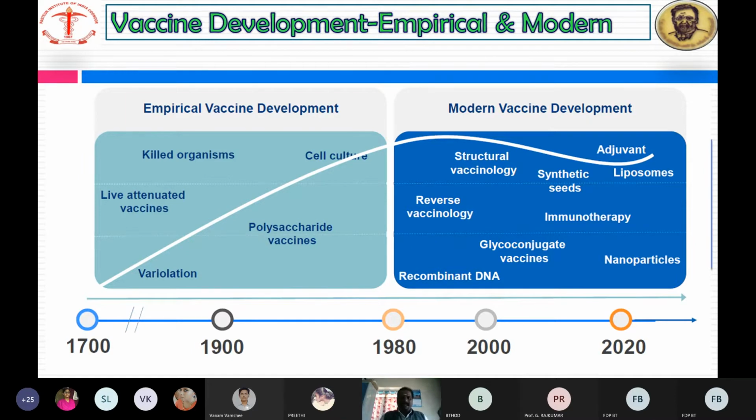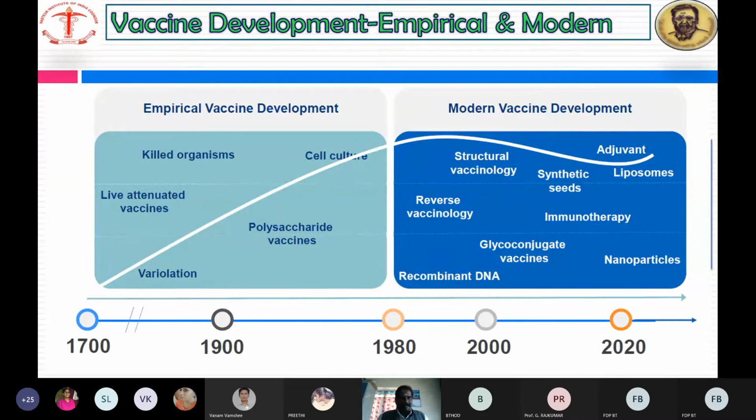So these are called empirical vaccine development. The technique is killed, attenuated, live, heat inactivated, or purified form. And from the 1980s onwards until date, we have different kinds of vaccine techniques called modern vaccine development. In modern vaccine development, one is the glyco-conjugate vaccine. Glyco is a carbohydrate, and it is also a conjugate based vaccine.